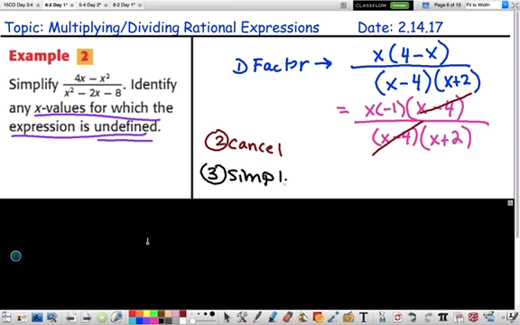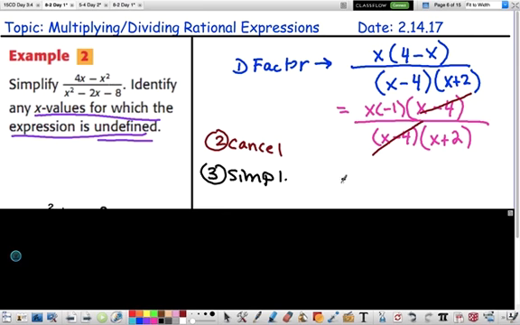Well, on top I have negative x, and on bottom I have x plus 2. If you can't factor, you're having trouble right now. But if you can factor, this should make sense.